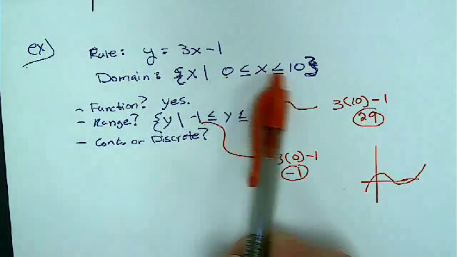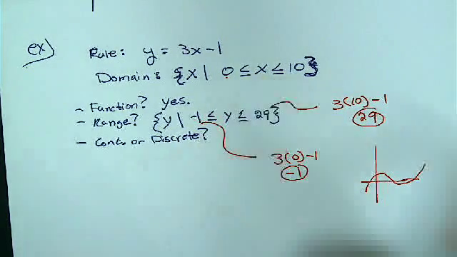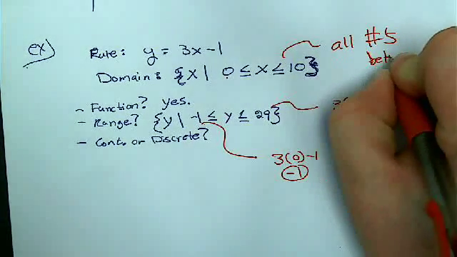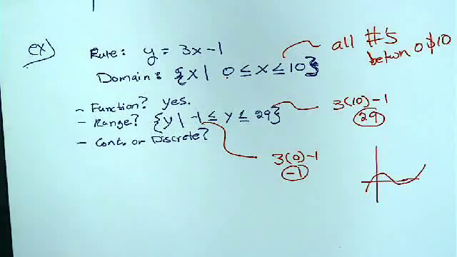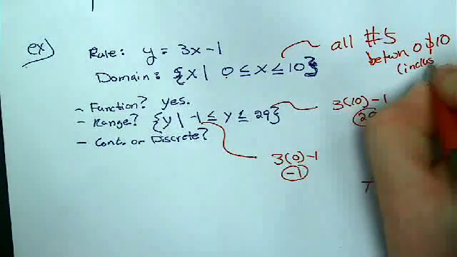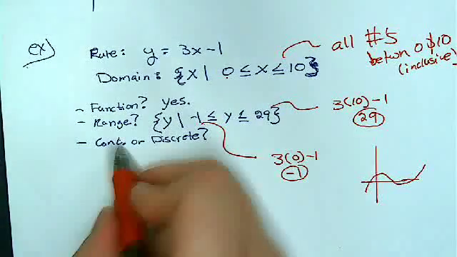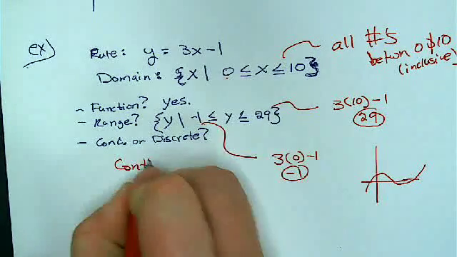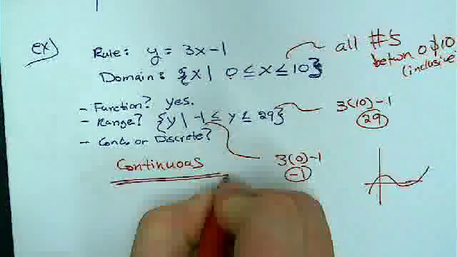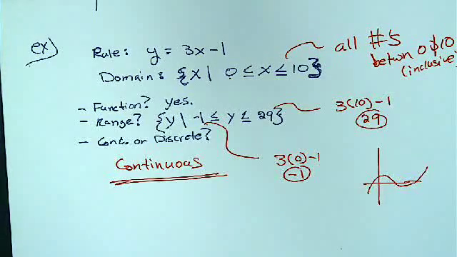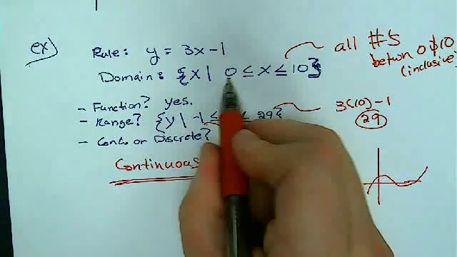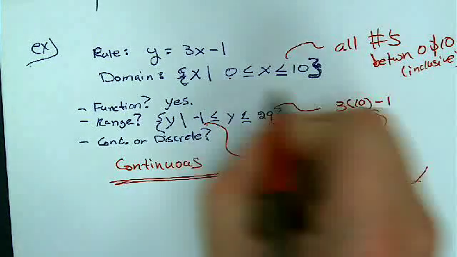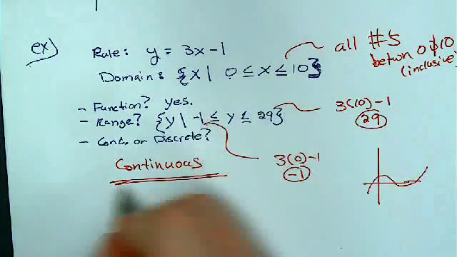So that's all the numbers between 0 and 10, right? This is all the numbers between 0 and 10, inclusive. So, continuous or discrete? Continuous. Because it includes all of those numbers. A discrete would say a domain of 1, 2, 3, 4, 5, 6, up to 10. That would be discrete. But if it's this, fills them all, we say continuous.